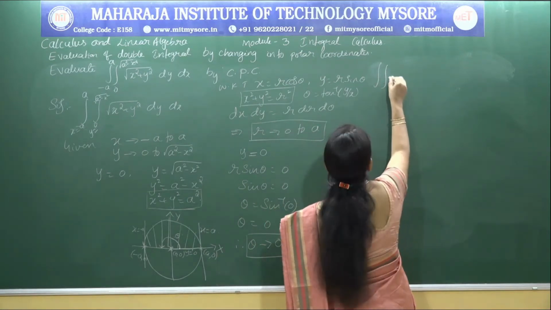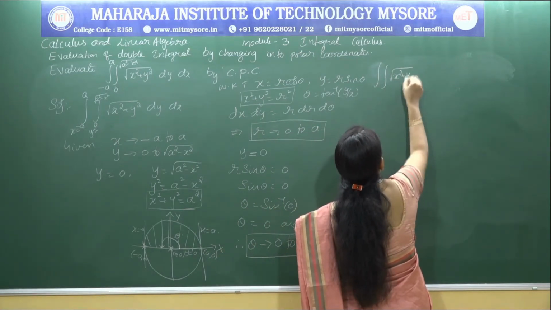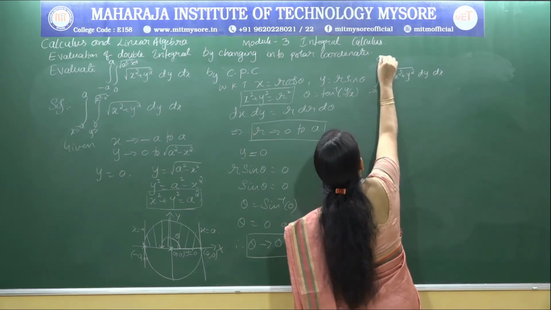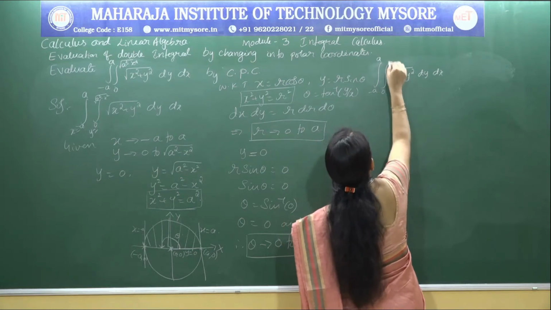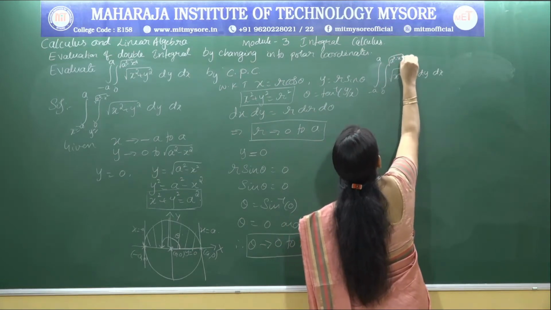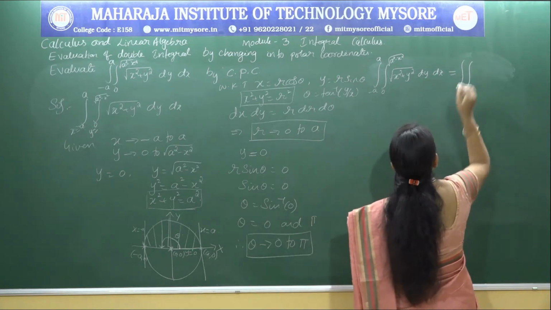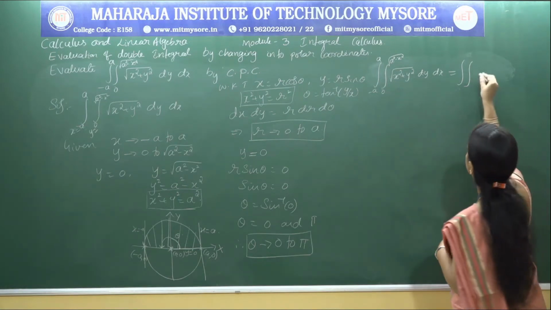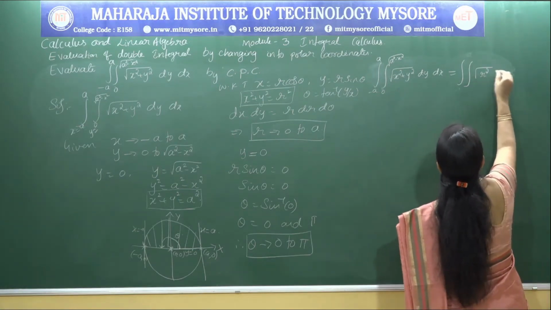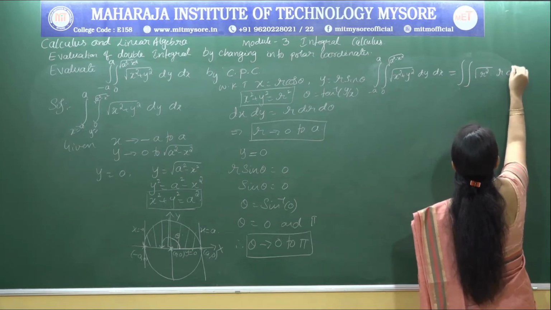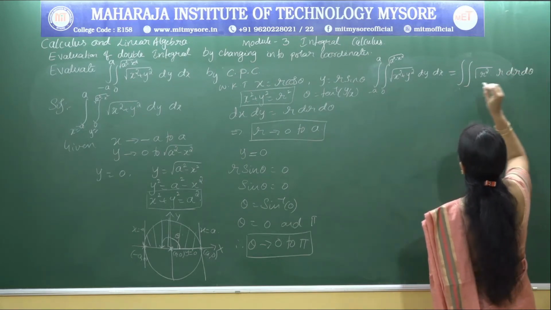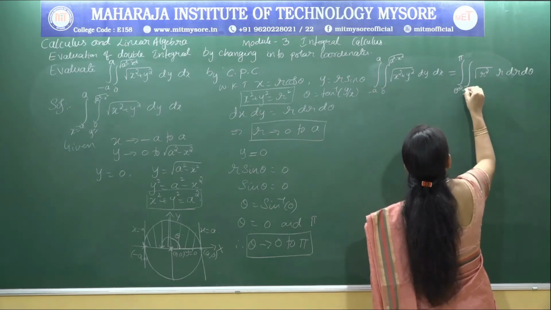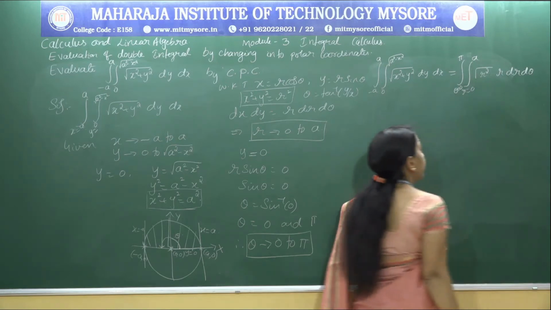Double integral root of x square plus y square dy dx between the limit minus a to a and 0 to root of a square minus x square, that can be changed to polar form, that is double integral. Root of x square plus y square can be replaced by root r square, and dy dx is nothing but r dr d theta, where theta varies between 0 to pi and r varies from 0 to a.